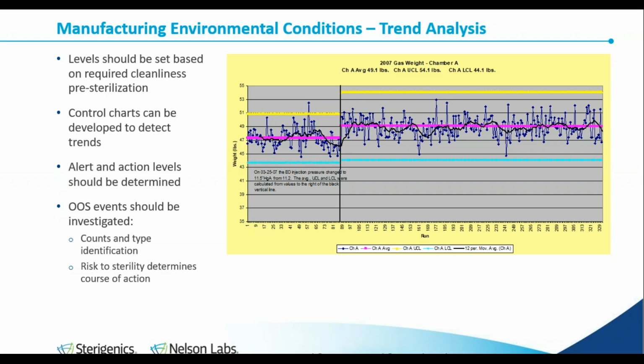When we do have out of specification events, we need to investigate them. And that investigation needs to be more than just counts. It's important for us to understand what types of organisms are showing up. I have a great experience, not great, actually, the opposite of great, but an experience I had many years ago where we had a surprise sterilization failure. And the fact was that they did have some unusual counts of organisms in the manufacturing area.